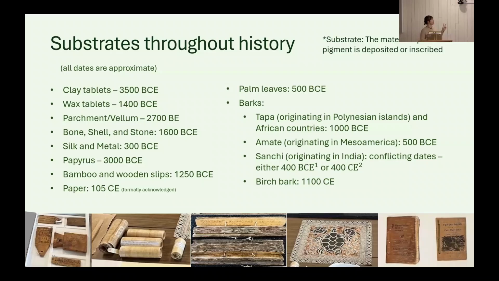And then two other materials we're going to talk about a lot. Parchment, which is an animal skin product, and papyrus, which is a plant-based product.